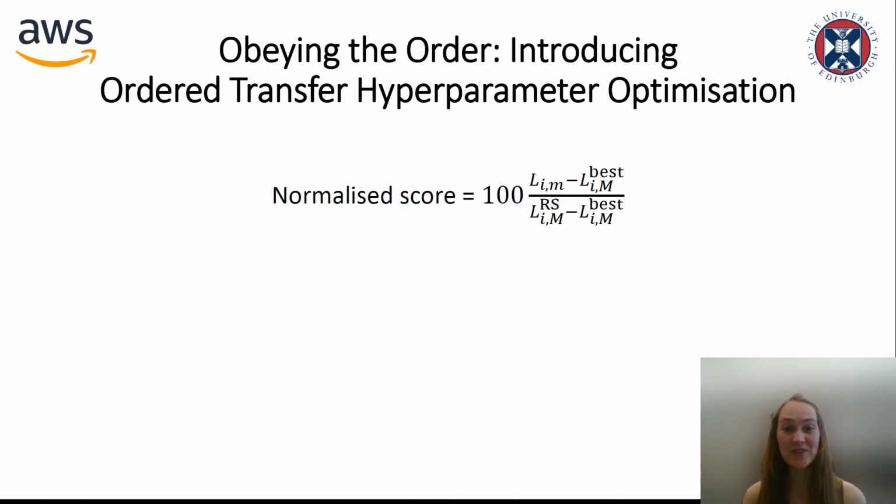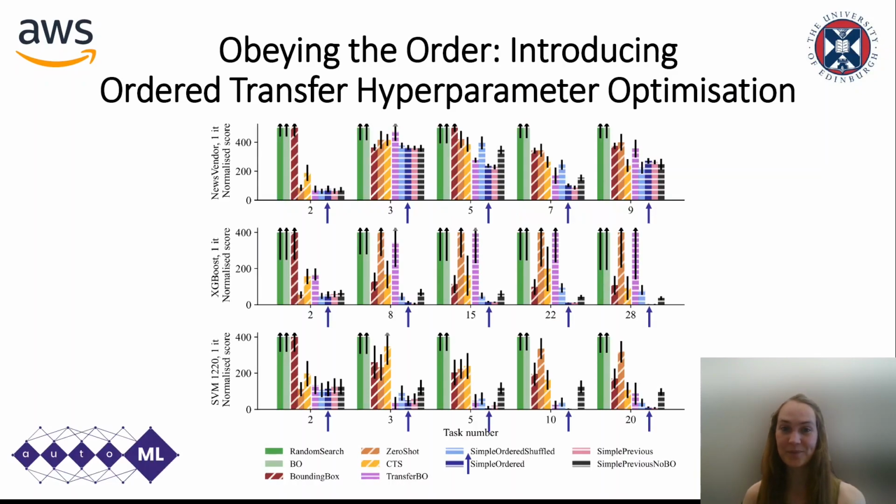The metric we use is the normalized score, which compares the performance of the current method with that of the best performing method, and normalizes it by the performance of random search. And for this metric, we want the value to be as low as possible. We start by comparing the performance after the first evaluation.